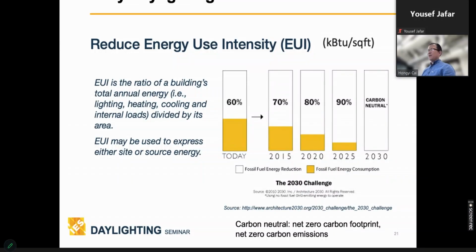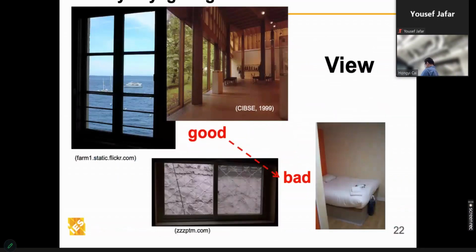View. Another important psychological need of humans is that we need a view to connect ourselves with nature. That's one of the best reasons for daylighting. Whenever you do daylighting, you should consider providing views to the users. Because if you don't, I would say it's not daylighting to me. It's more like another type of electric lighting, but using solar energy.